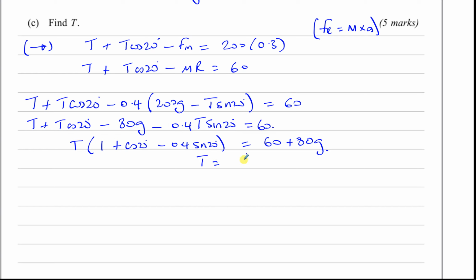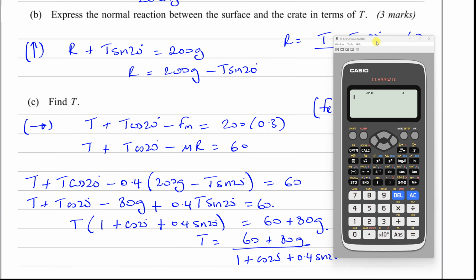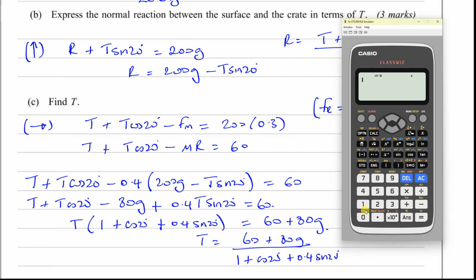So T should be 60 plus 80g over 1 plus cosine 20 plus, that should be a plus here, by the way, don't make that mistake, minus 0.4 times minus T sine 20 is plus. Okay, so don't make that mistake. 0.4 times sine 20, and that should give me the correct value of T. Okay, so we put this in our calculator and we get the right answer, hopefully.